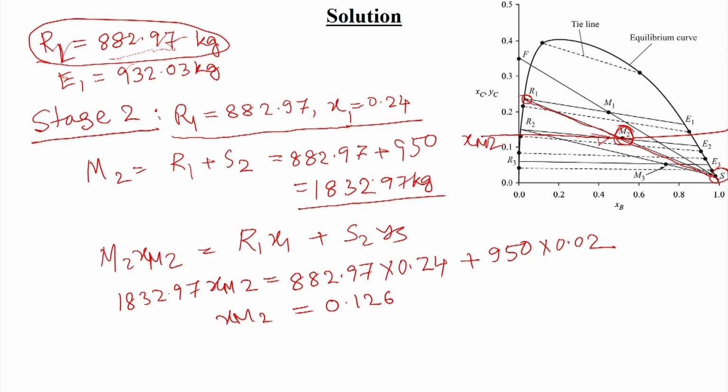Through M2 we now draw the tie line giving R2 and E2. From there we will be getting x2 equal to 0.15 and y2 equal to 0.105. So, we get these x2 and y2 values, and then we will again do the component balance.